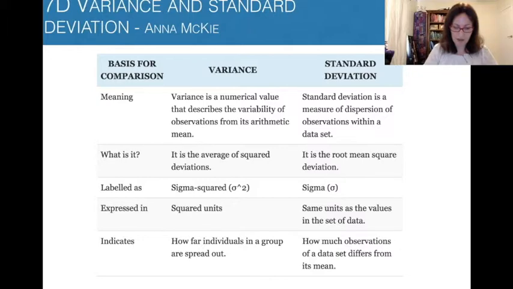The thing I found the most interesting is that at the bottom here, the variance indicates how far individuals in a group are spread out. So in terms of those oranges, thinking about how far away each of them were from the mean. And the standard deviation is how much observations of a data set differ from the mean. So sort of all up.